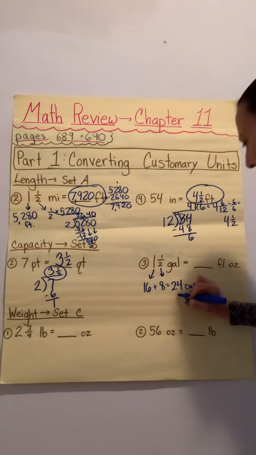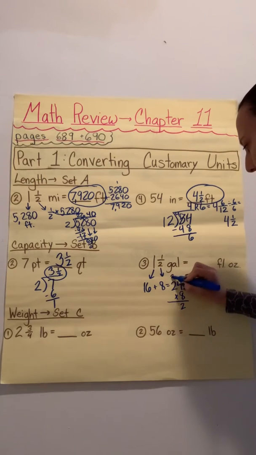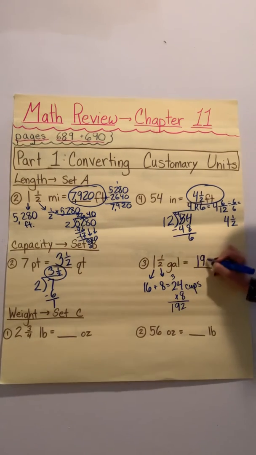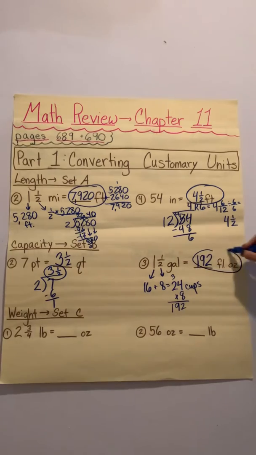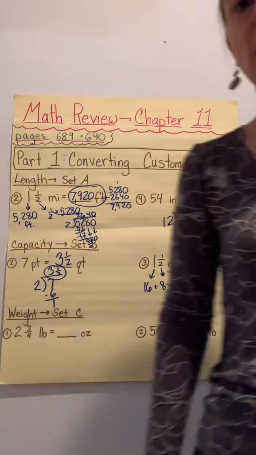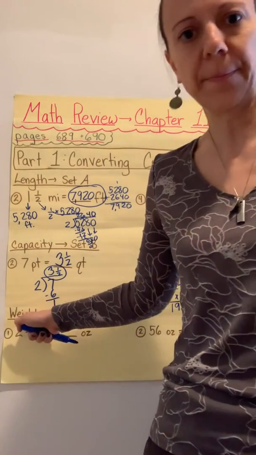And now I can just say there's 8 fluid ounces in each cup. So that gives me 192 fluid ounces. So I had to multiply to get to that smaller unit. I have 192 fluid ounces in 1.5 gallons. Okay, last set of customary units is set C, talking about weight.